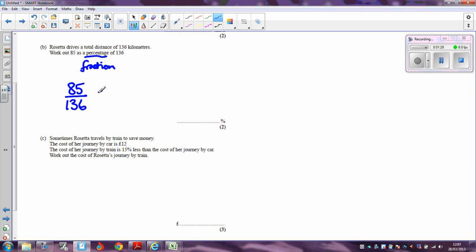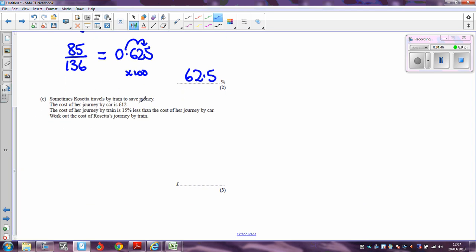Now, if you change that into a decimal, that comes out as 0.625. And if you then want to write that as a percentage, just move the decimal point 2 places right, in other words, multiply by 100, and you get 62.5%.